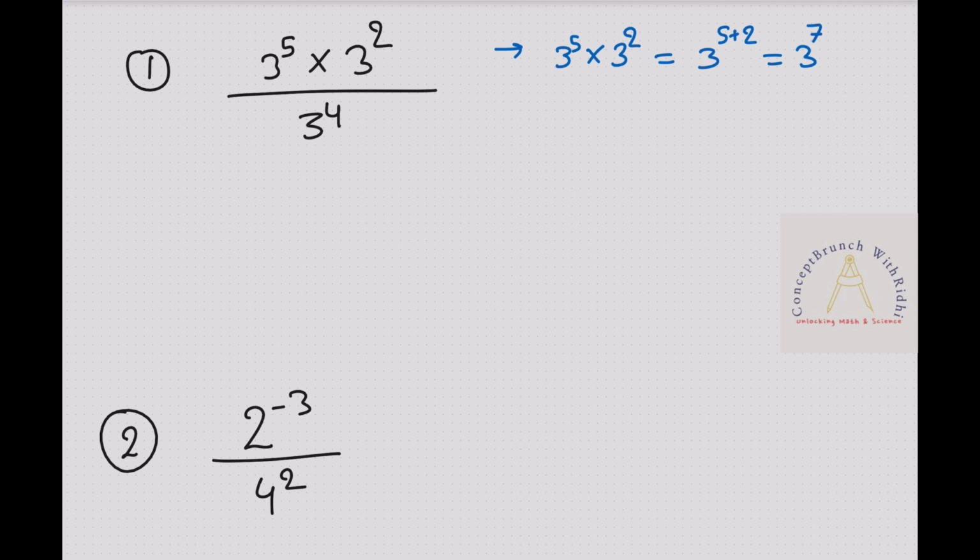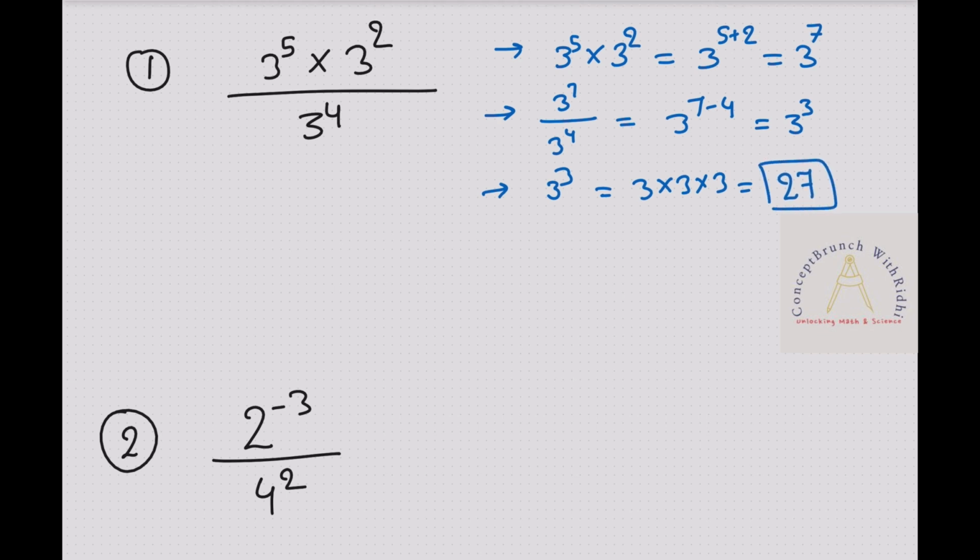Second thing, we have solved the numerator now. Write together 3 to the power 7 divided by 3 to the power 4. We can apply the quotient of powers rule here. That is 3 to the power 7 minus 4, that is 3 cubed. Finally, we can simplify the result. 3 cubed, simply we can write 3 times 3 times 3. The answer is 27. So this is the final answer.